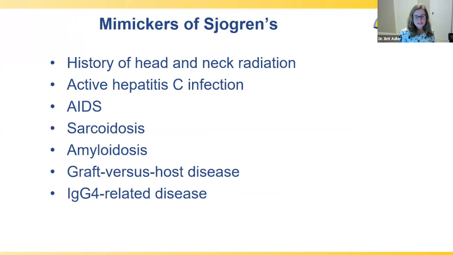And of course, when you make a diagnosis, you always want to make sure that there isn't a mimicker of Sjögren's. So you should always ask about a history of head and neck radiation, which can cause dryness. Active hepatitis C infection, HIV, sarcoidosis, amyloid, graft versus host disease, and IgG4 disease can all mimic Sjögren's.